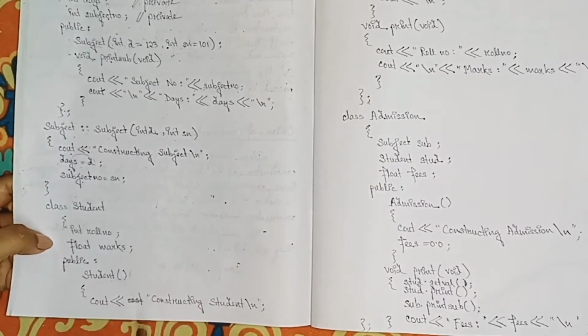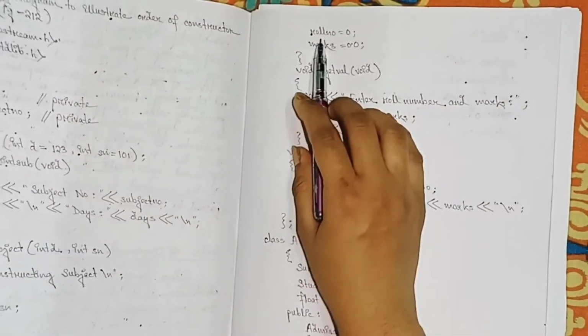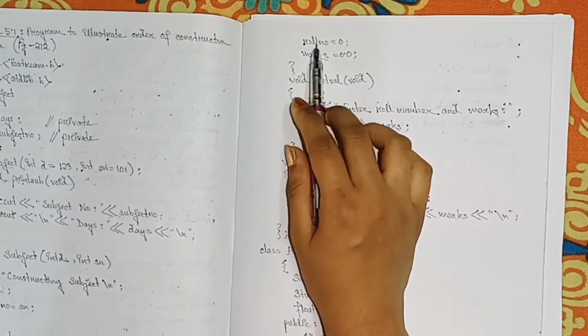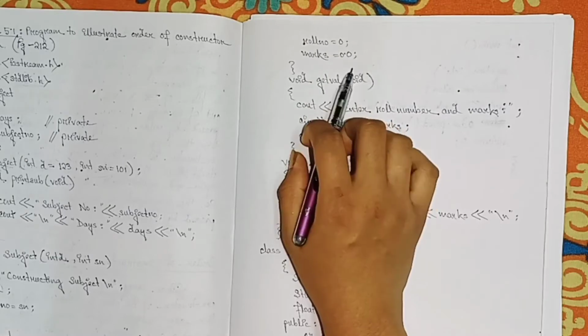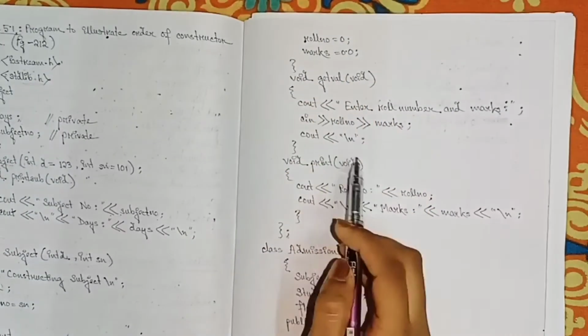Now in the class student, only a default constructor is defined, which is printing "constructing student". This default constructor is initializing the value of roll number and marks to 0 and 0.0, means with some value it is initializing the roll number and marks.